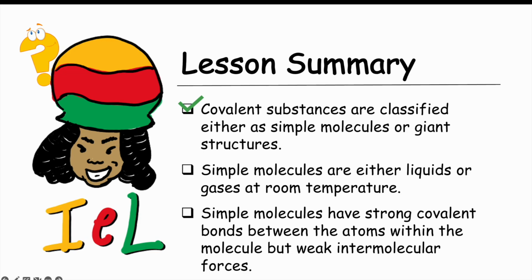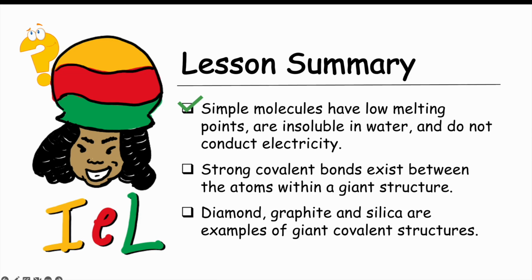Covalent substances are classified either as simple molecules or giant structures. Simple molecules are either liquids or gases at room temperature. Simple molecules have strong covalent bonds between the atoms within the molecule, but weak intermolecular forces. Simple molecules have low melting points, are insoluble in water, and do not conduct electricity.